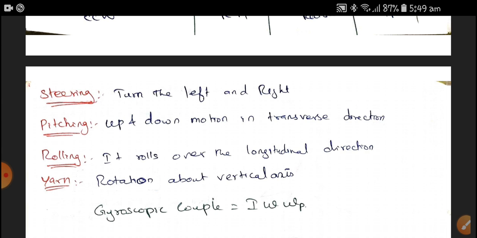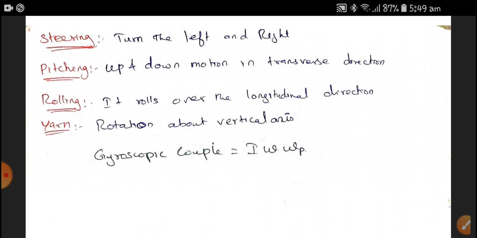And in the gyroscope, there is an oscillating motion. Whenever it oscillates, it will produce a point called the center point, the CG. According to the CG, it gets oscillated. When the CG is the fixed point and the body is oscillating, it will produce the gyroscopic couple. It can be found out by I into omega p, where I is the moment of inertia, omega is the angular velocity, and omega p is the angular velocity of precession of the body.